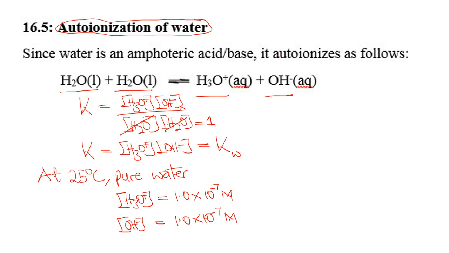Now, how do we do that? We said that Kw is equal to H3O plus times OH minus.